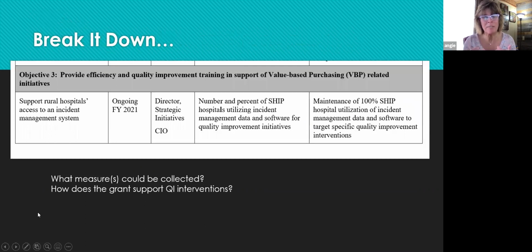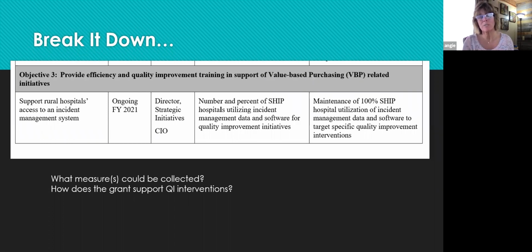So let's start breaking some of these down. This one is looking at related initiatives with value-based purchasing. The number and percent of SHIP hospitals utilizing incident management data and software for quality improvement initiatives. So that's what we're gleaning from this. So let's say we have 10 hospitals of our 40 that are eligible, or of our hospitals. So, we have a very somewhat low number, 40% maybe, using the system, using software for quality improvement initiatives.